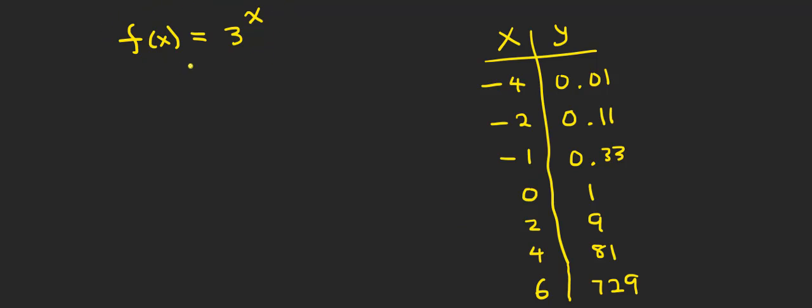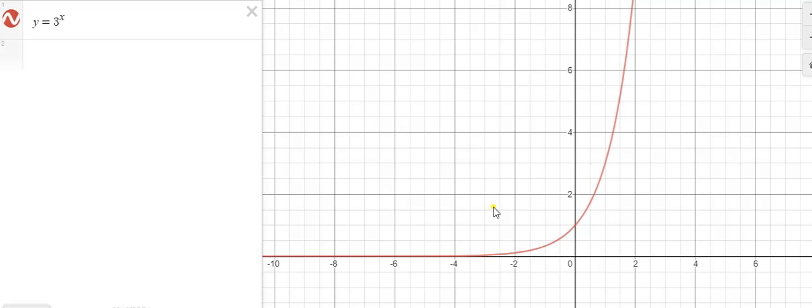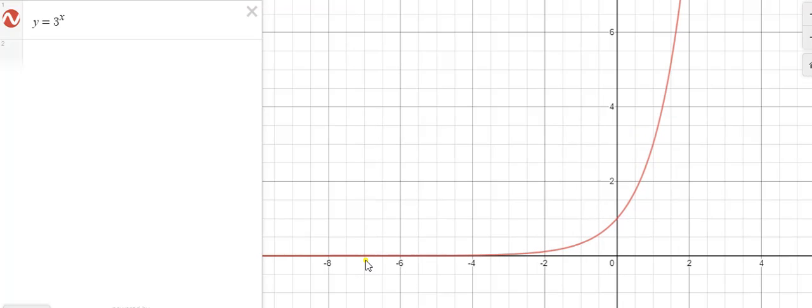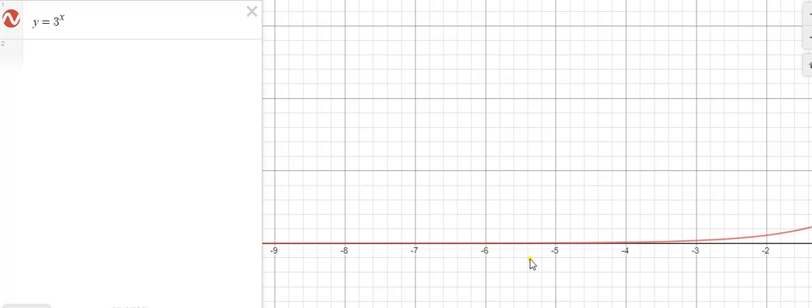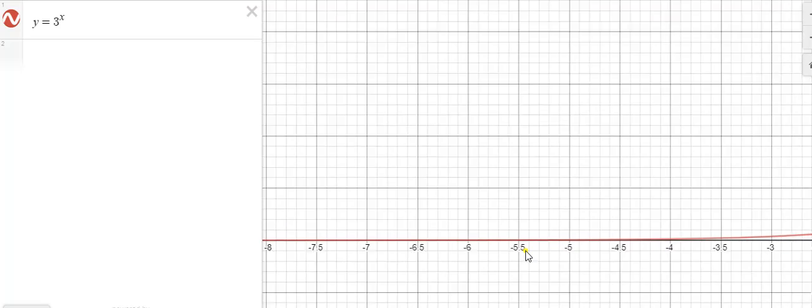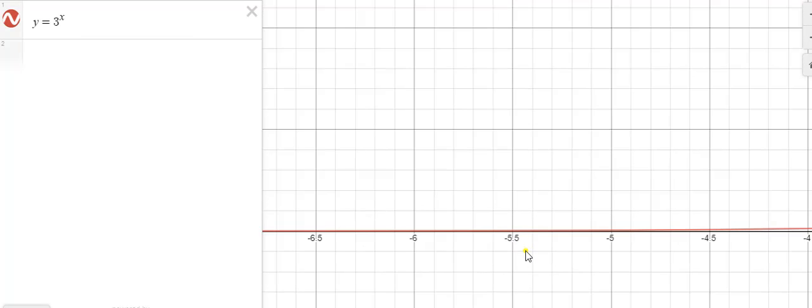However, let's use Desmos or a graphing calculator and see how it looks. So we have the graph of y equals 3 to the x. This is an exponential function. And notice as x goes to infinity, x gets bigger and bigger, the y value goes to infinity. And as x goes to negative infinity, the y value approaches 0. If you zoom in, this graph will never touch 0, but it looks like it's touching 0 because it's getting very, very close to 0.